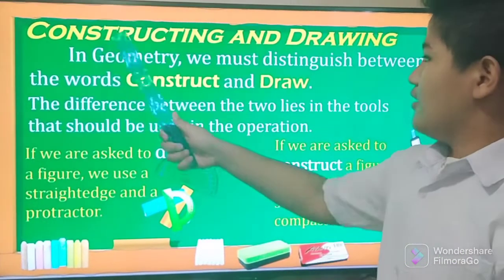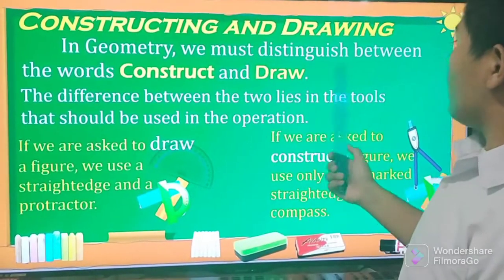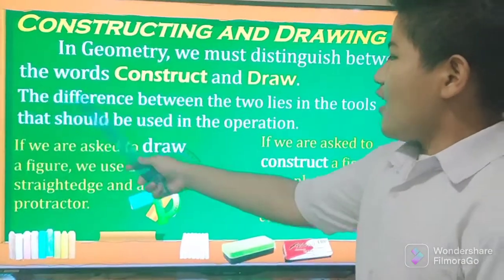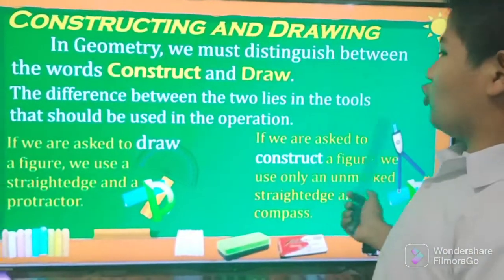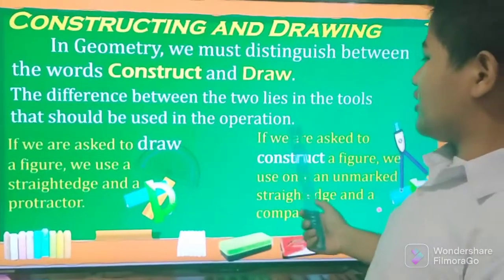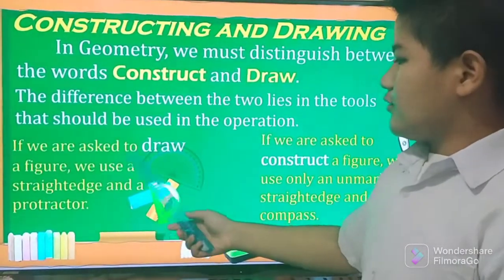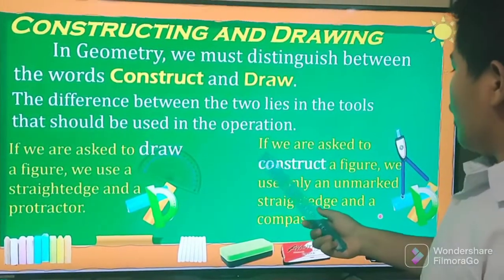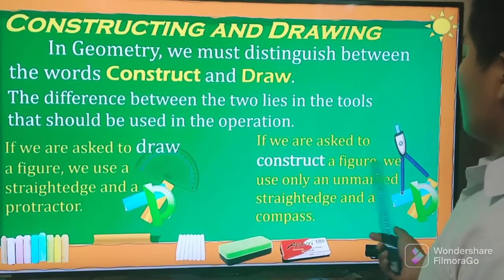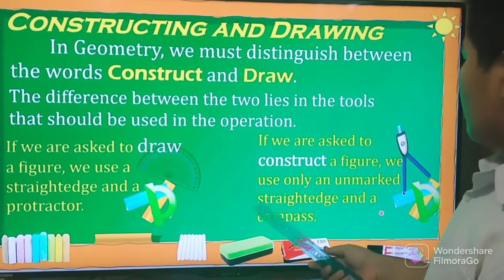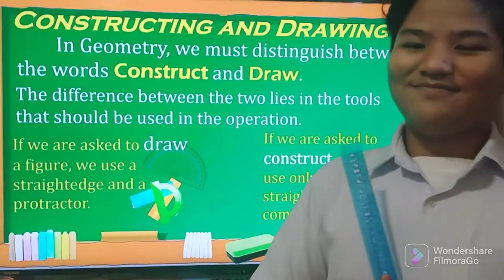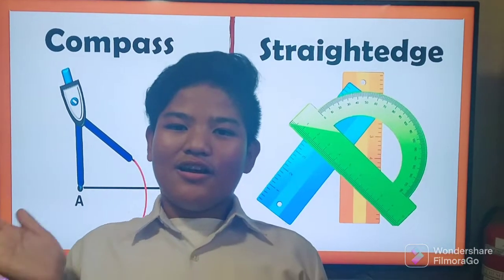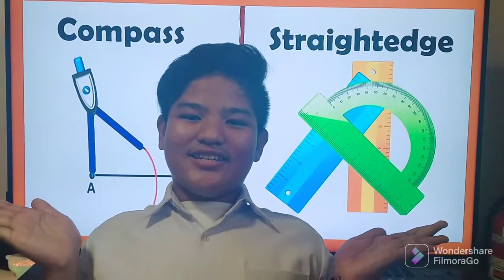Constructing and drawing. In geometry, we must distinguish between the word construct and draw. The difference between the two lies in the tools that should be used in the operation. If we are asked to draw a figure, we use a straight edge and a protractor. If we are asked to construct a figure, we use only an unmarked straight edge and a compass. Here are the tools in construction: compass and straight edge.